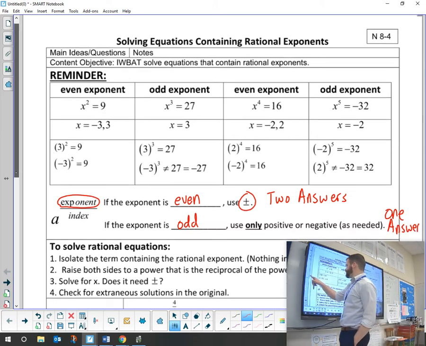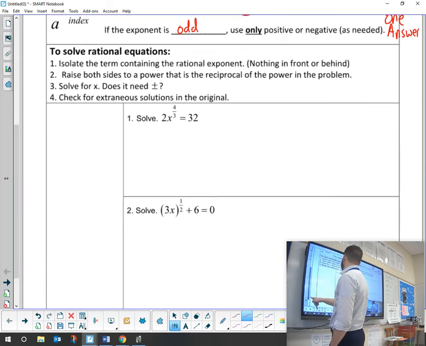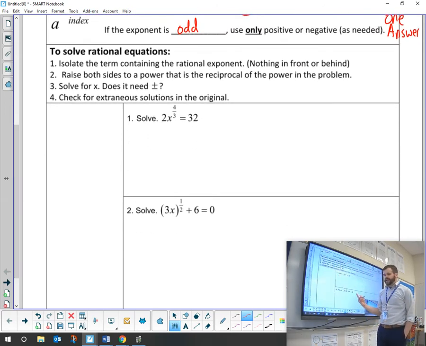Our next big difference is how we solve these. Well, we set it up the same way. We're still going to isolate, step number one, the term containing the rational exponent. So we're going to get this term by itself, and then we're going to cancel that exponent out. Before we do that, though, let's first look at this and be like, oh, my top number, that is even. So I know on this problem, we're going to have to use a plus or minus, and we're going to get two answers, at least to begin with.